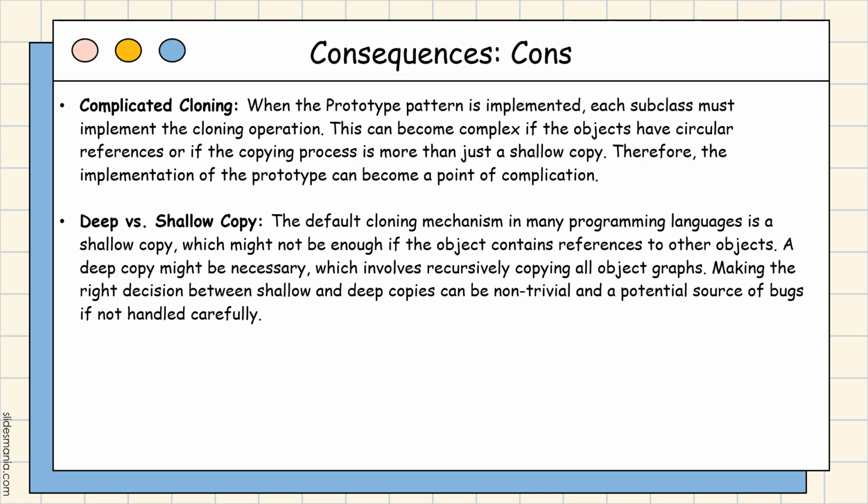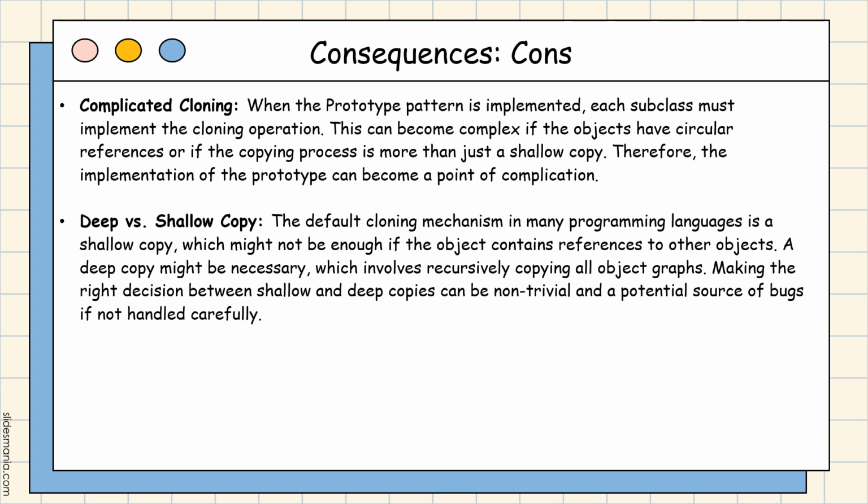There are also drawbacks for this design pattern. The first one is complicated cloning. When the prototype pattern is implemented, each subclass must implement the cloning operation. This can become complex if the objects have circular references or if the copying process is more than just a shallow copy. Therefore, the implementation of the prototype can become a point of complication.